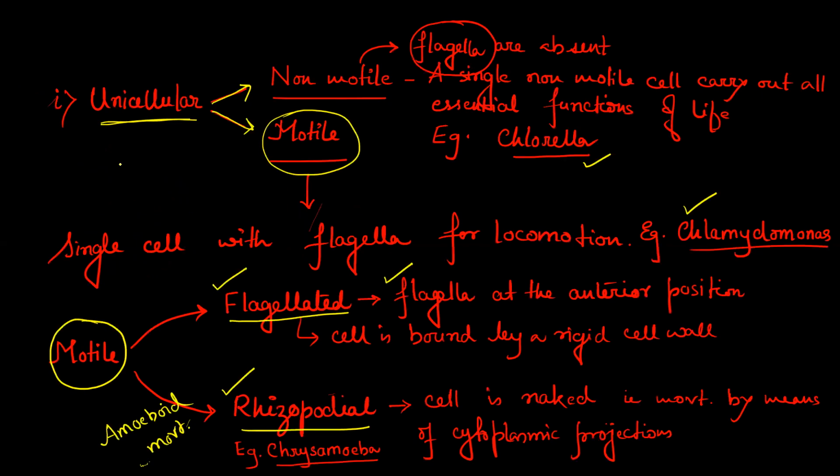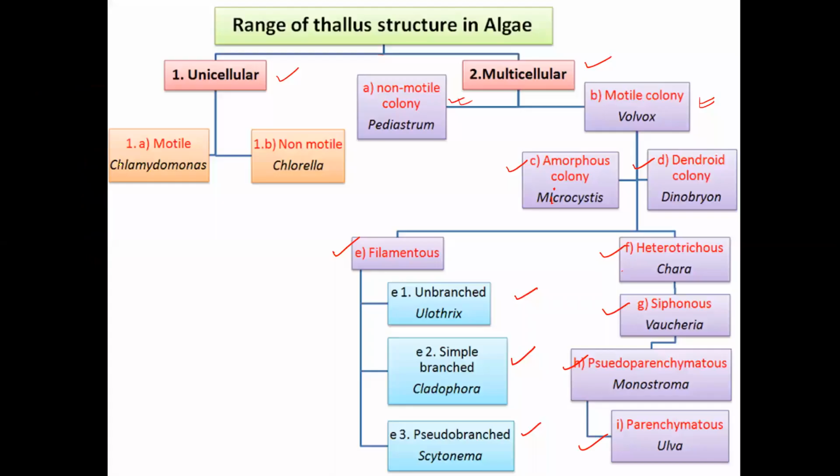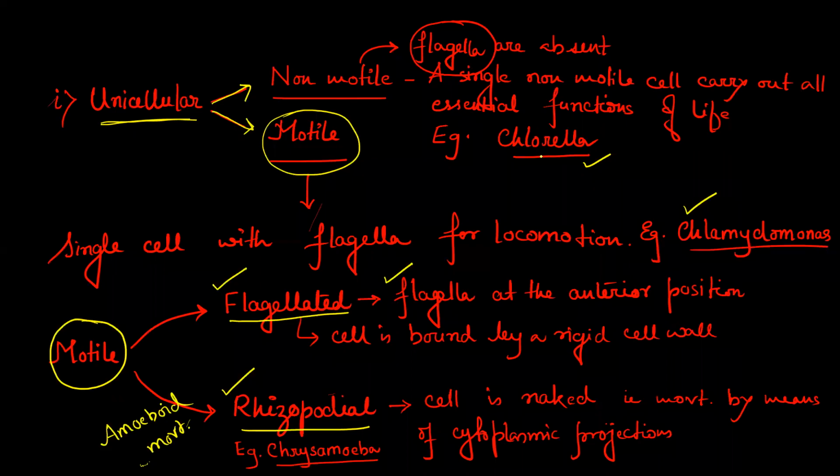Every time you do this detailed study, keep this chart in mind. So far, what have we covered? We had talked about the unicellular type, both of which we have covered. Now we are talking about the multicellular form. In this multicellular form, we had already talked about non-motile colony and motile colony. Now we are talking about amorphous colony. Like this we will proceed.